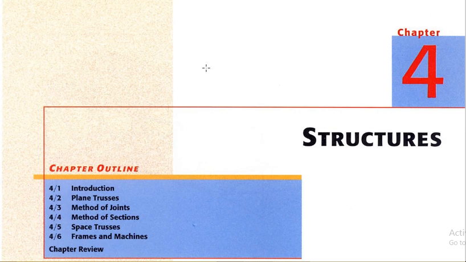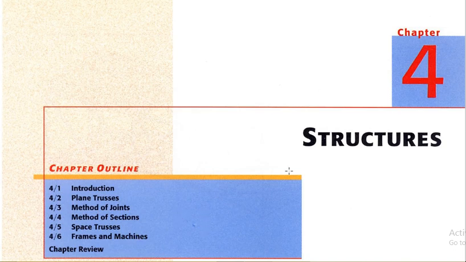Lecture number 9, chapter number 4, and this chapter is all about structures. The chapter outlines are: introduction of the chapter, plane trusses, method of joint, method of section, space trusses, frames and machines, and then numerical problems of the chapter as well.